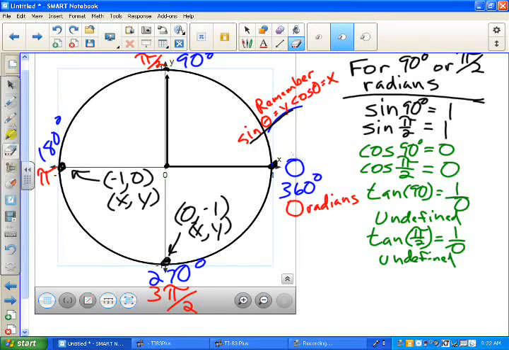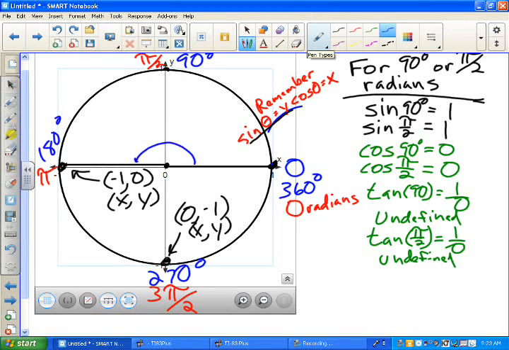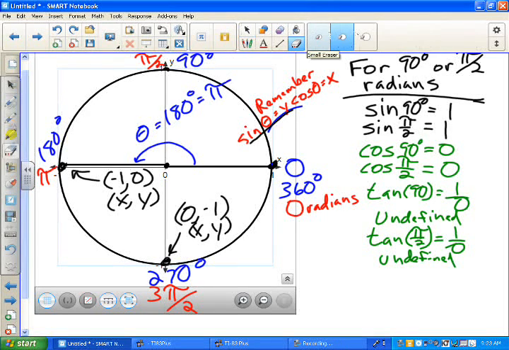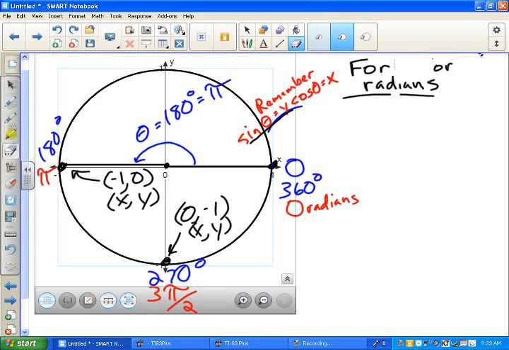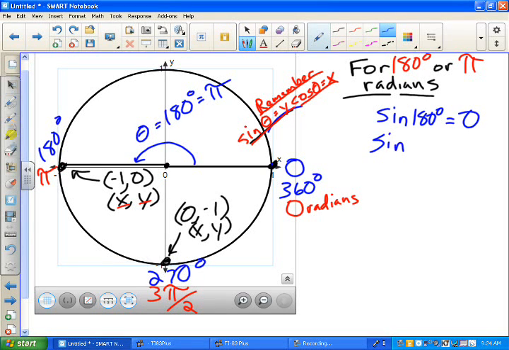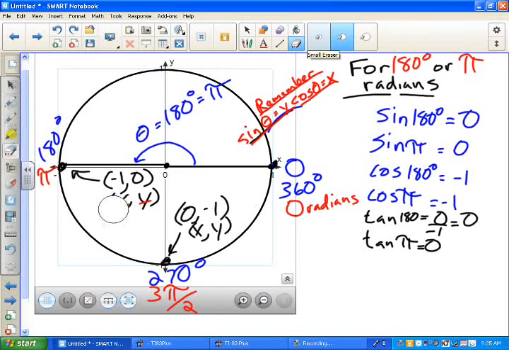If we swing our angle around to 180 degrees, what we'll see is different values, but they're still based on the x and y coordinates. So when we look at the point as we swing theta around to 180 degrees, the point is (-1, 0). X is equal to -1, y is equal to 0. So sine of 180 degrees is equal to 0. Cosine of 180 degrees is equal to -1. Tangent of 180 degrees is 0 over -1, which is equal to 0.